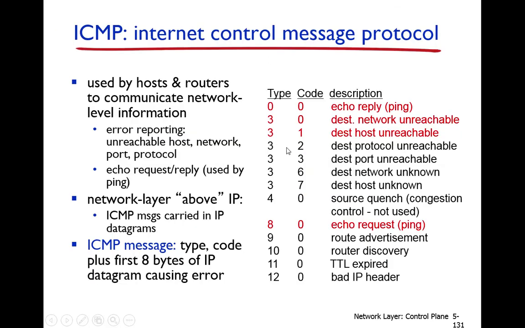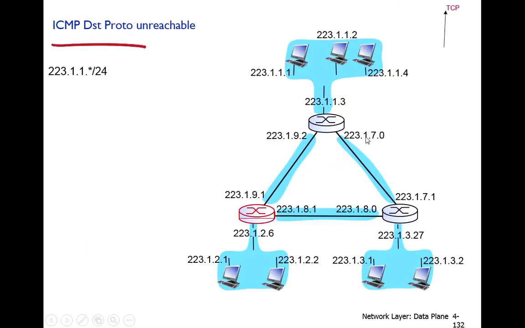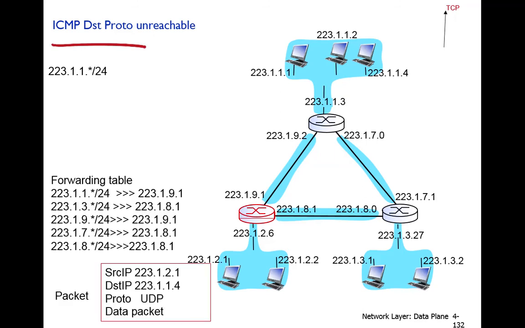So this is the type and code for the destination host unreachable. Okay, so we discussed it. Similarly, we are going to discuss another example, that is destination protocol unreachable. Again, suppose that this is a source machine. This source machine generated a message. Source IP address is 223.1.2.1, this host. Destination IP address is 223.1.4, this machine. The protocol at the transport layer is UDP, and this is the data packet.